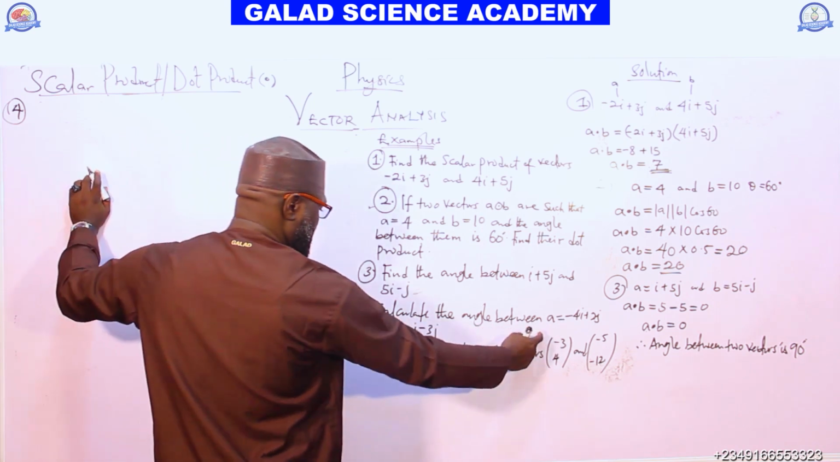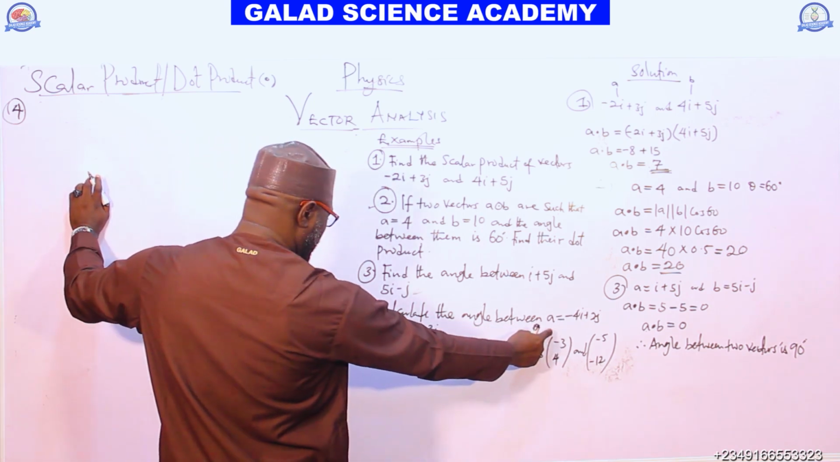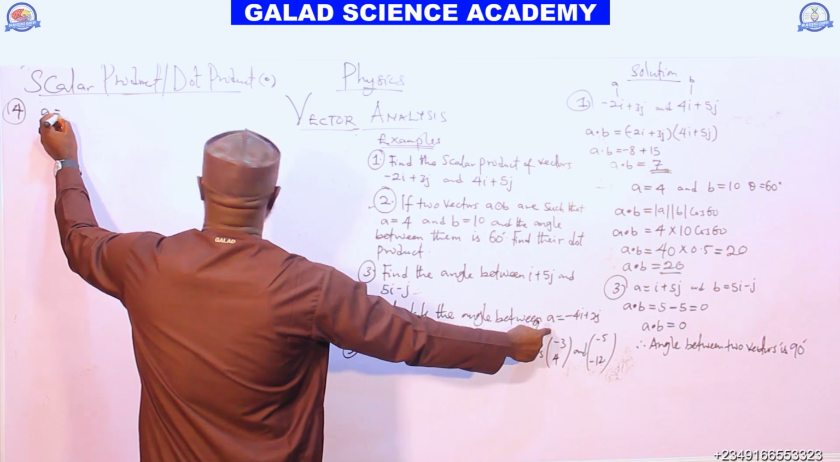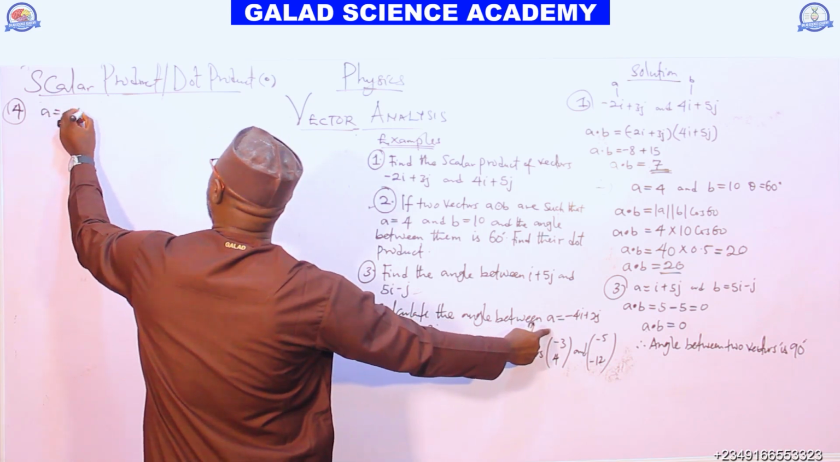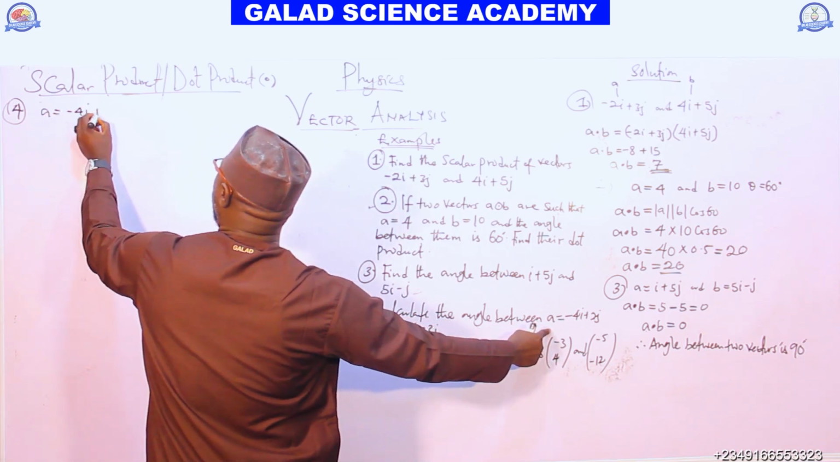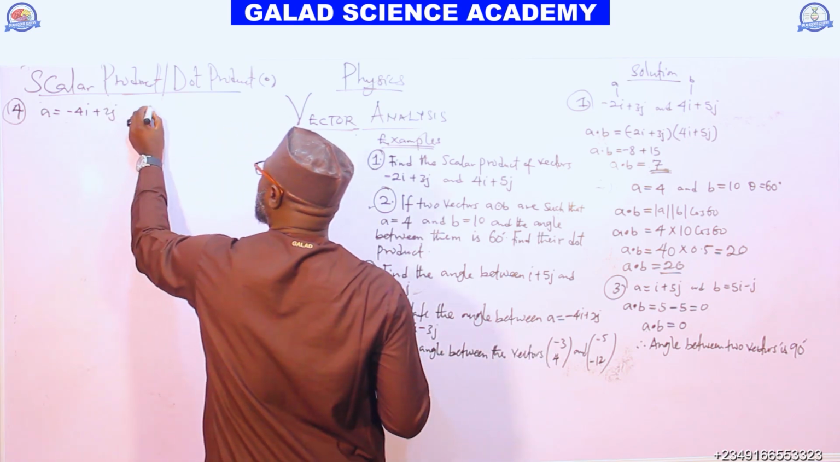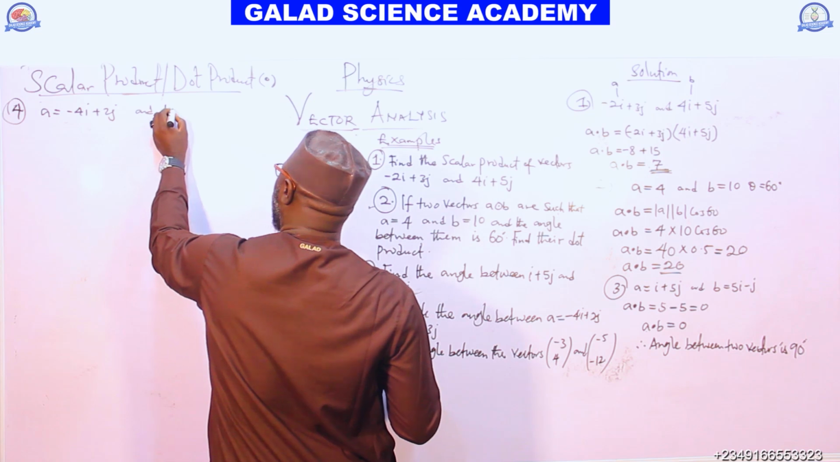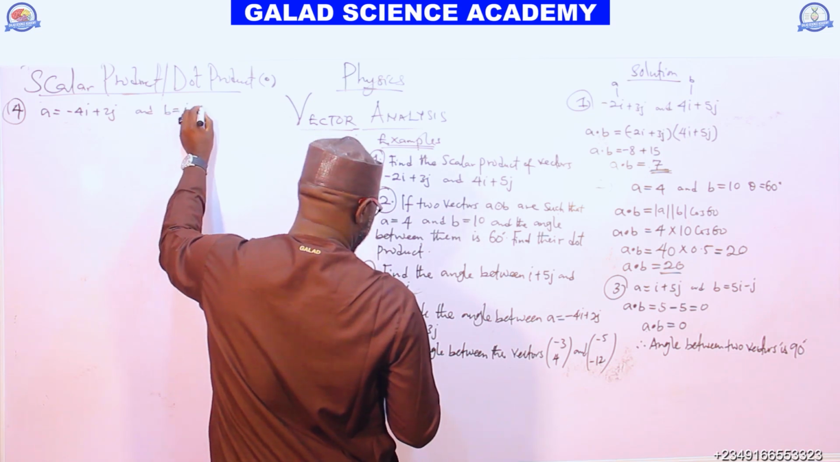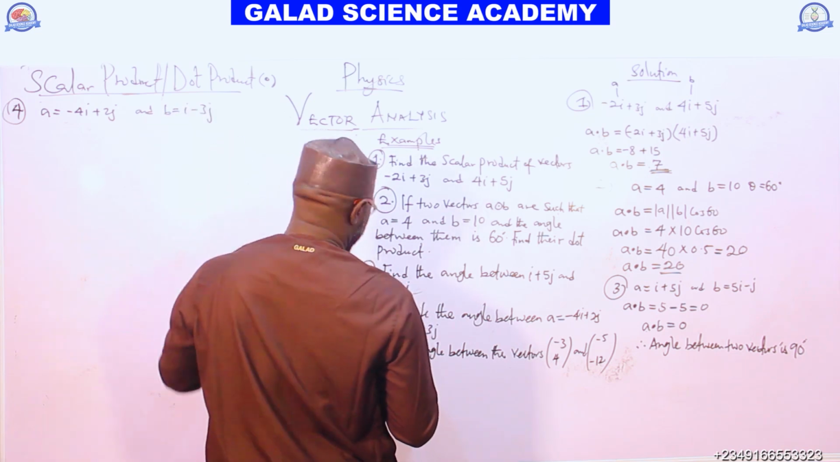From this, calculate the angle between vector A and vector B. What is vector A given? A is minus 4i plus 2j, and vector B is equal to i minus 3j.